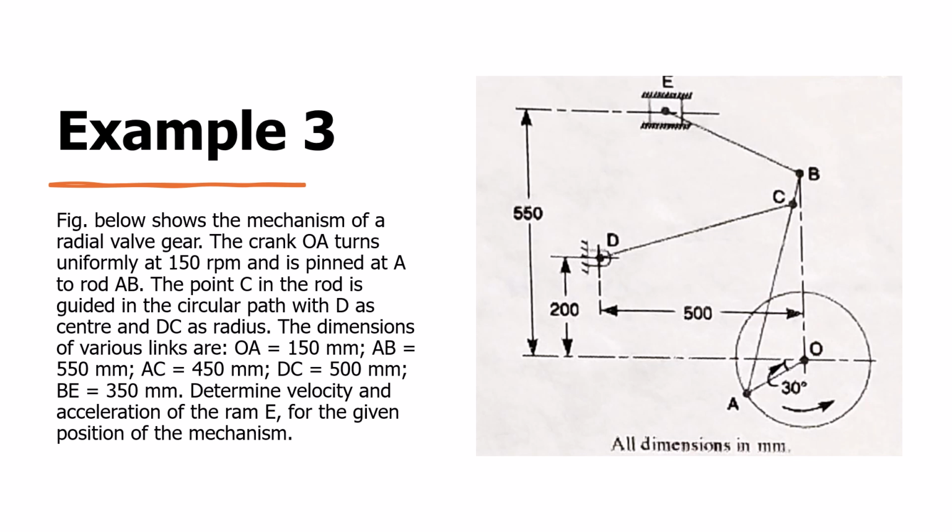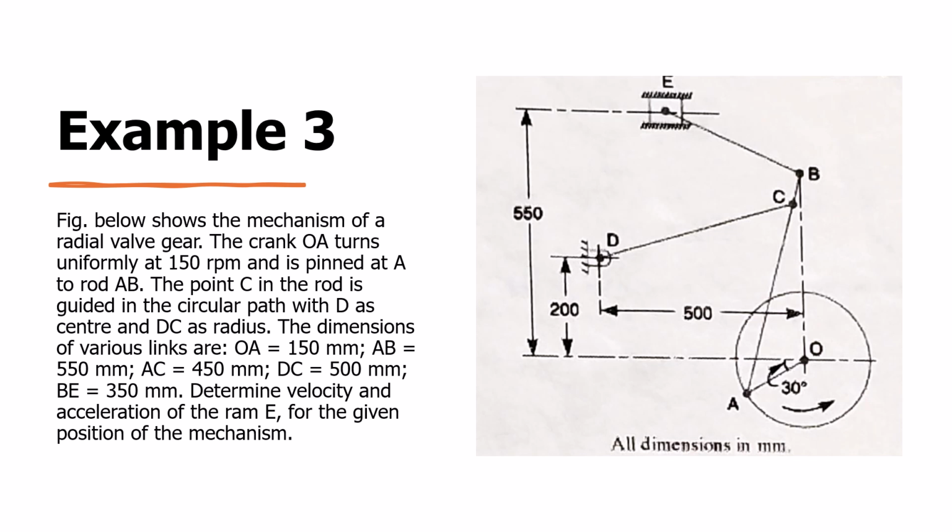Welcome to example 3, where we'll explore the mechanism of a radial valve gear. This mechanical system is designed to convert rotational motion to linear motion, which is essential in various engineering applications. On the slide, you can see a diagram illustrating components of the radial valve gear.